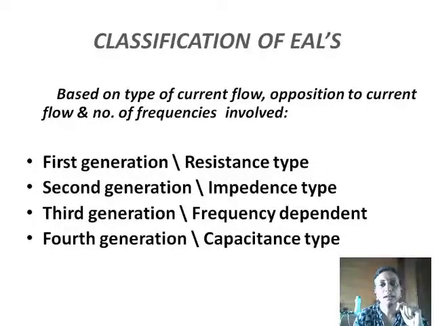And depending upon how they were designed, based on the type of current flow, opposition to current flow, or the frequency, the electronic apex locators have been classified into first to fourth generation. First generation were based on resistance type, second on impedance, third on frequency, and fourth on capacitance.